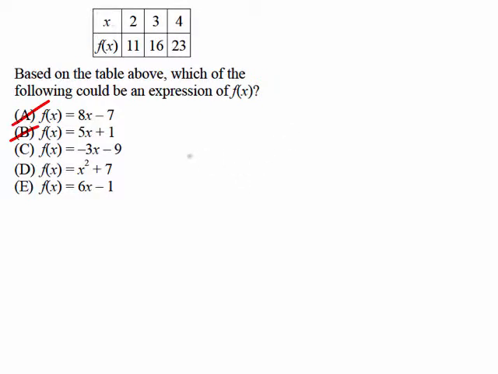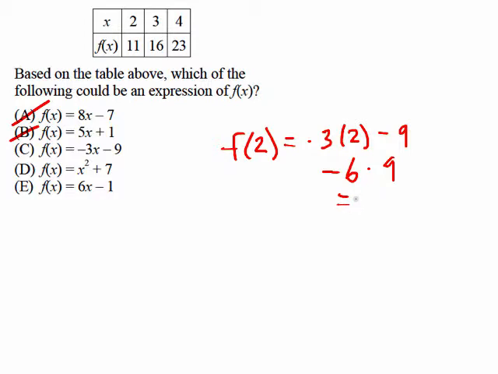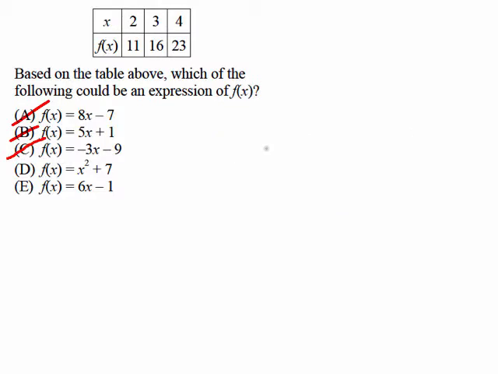F of x equals negative 3x minus 9. Let's see what f of 2 is there. F of 2 is going to be negative 3 times 2 minus 9. And you can take one look at this and see it's not going to work. Negative 3 times 2 is negative 6 minus 9. That's negative 15, which is not at all what we want. C doesn't work. And let's try D.